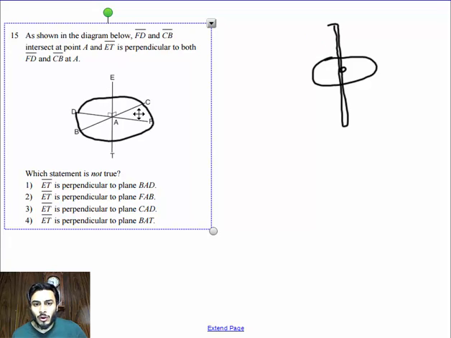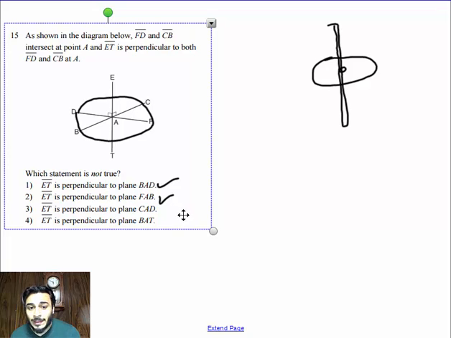You got a lid and you got a straw going through the hole in the middle, and that straw is perpendicular to the lid. So it says, which statement is not true? It says ET is perpendicular to plane BAD. Well, that's true, because we were told that ET is perpendicular to those two lines, so that means it's perpendicular to the lid. That's what it's saying, and that's true. Then it says ET is perpendicular to plane FAB. Again, same thing. They're referring to the same plane, just by a different name, so that's also true.